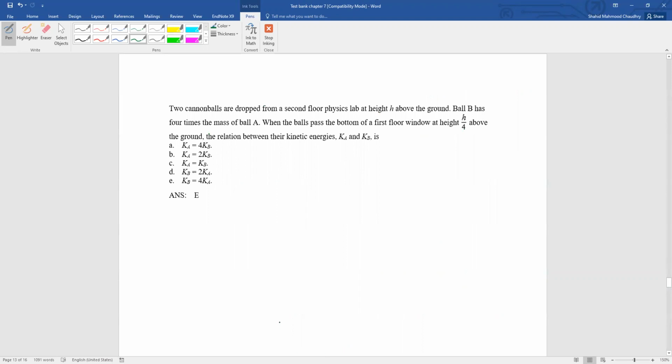Similarly, you can solve this one yourself, try to solve it yourself. This is also an easy problem. It is not a difficult problem. Just put the value of the kinetic energy and solve it. There is nothing else in this problem. Just change the mass.